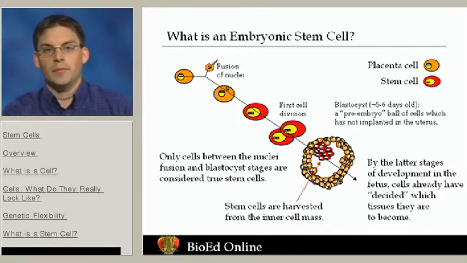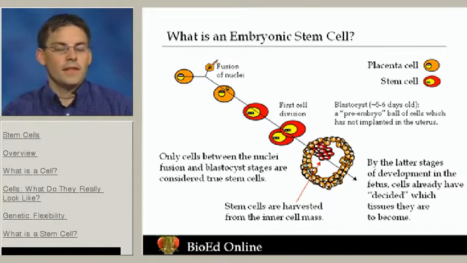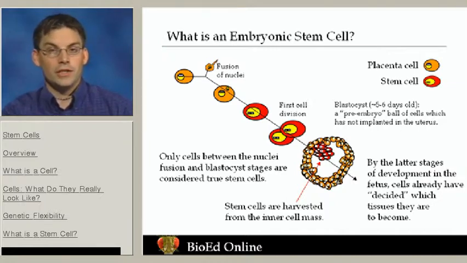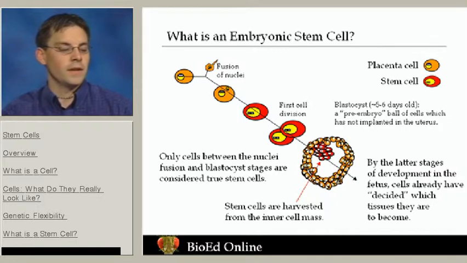This is still not implanted in the uterus yet, and it's a ball of cells totaling about 150 cells. It is about 5 to 6 days old. The outer wall of the hollow sphere will become the placenta, while the inner cell wall will eventually develop into the organism. After the blastocyst forms, the cells start to divide into specific tissues, and so there's a point at which the inner cell mass then starts to differentiate into specific cell types.